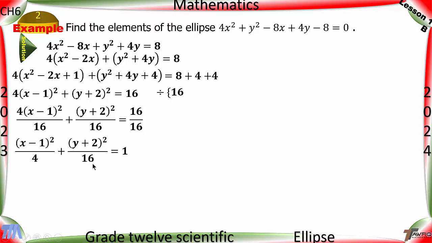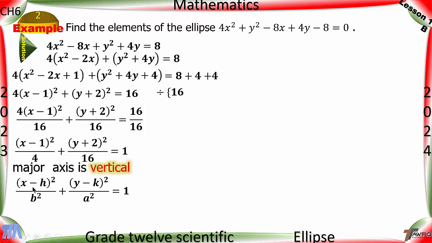Because the bigger number is under y, the major axis is vertical. Compare this equation with the standard equation, which is (x minus h) squared over b squared plus (y minus k) squared over a squared equals 1. Now find the values of h, k, a, and b. h is 1, k is minus 2. The center of this ellipse is (1, minus 2) because the center is (h, k).